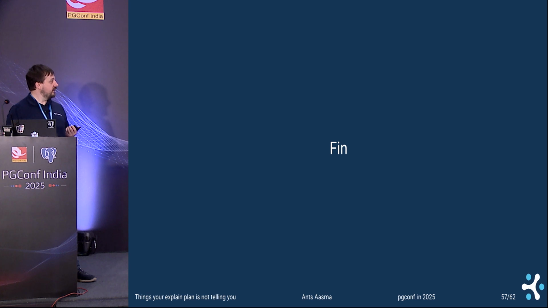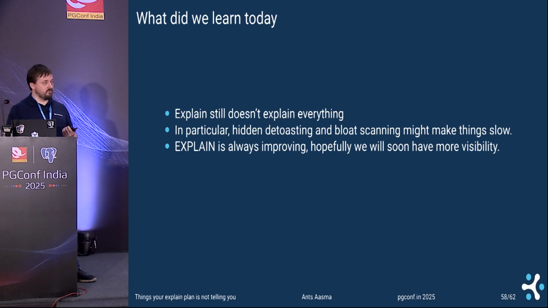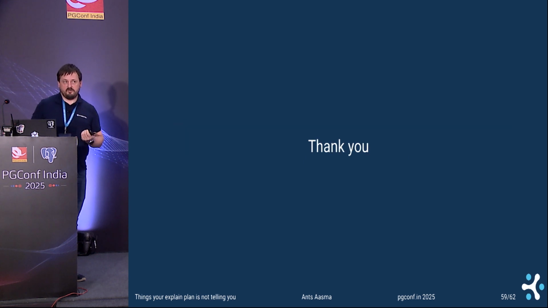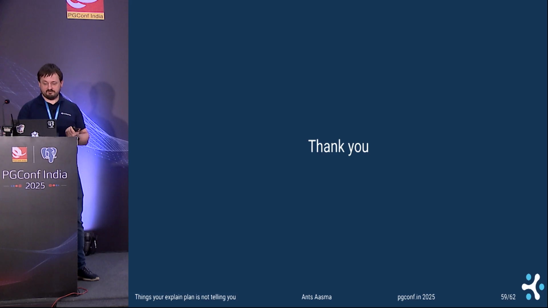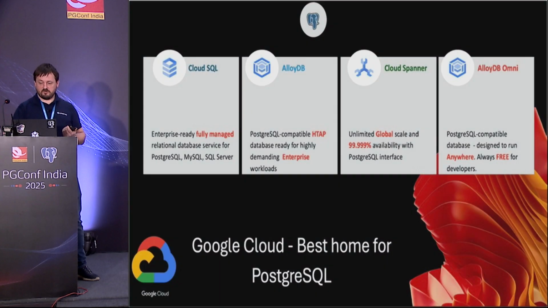So that's it. What did we learn? Well, explain still doesn't explain everything. Detoasting and bloat scanning are things that might make things slow, and hopefully we can make explain a bit better soon. We saw that some things were fixed in 17. Maybe we'll have some new stuff in 18, and maybe even more stuff in 19. Thanks for your attention. I think we have a few minutes for questions.